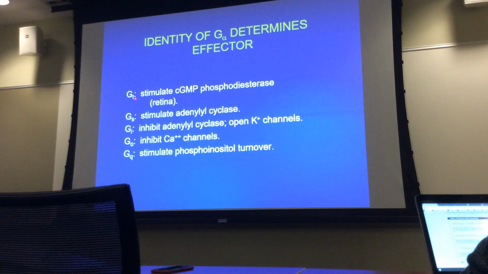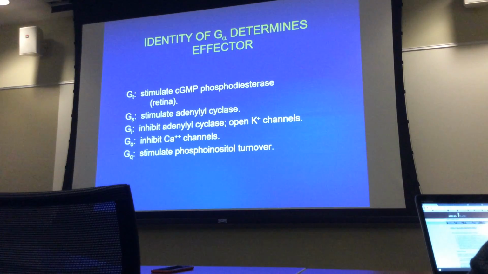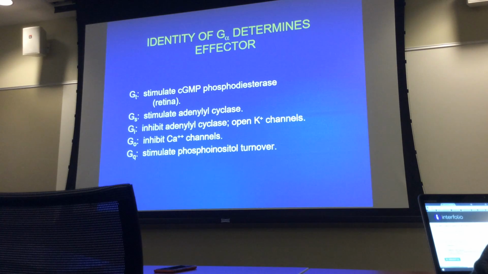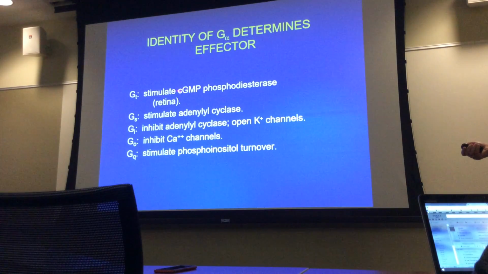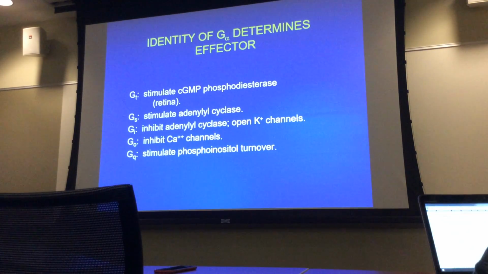The first one that I'll talk about is G sub T, which is also called transducin. It's a very specialized G alpha subunit. It's found entirely within the rod outer segment of the retina, and it's involved in transducing the signal of light into a biological response. The effector in this system is an enzyme known as cyclic GMP phosphodiesterase. We'll talk more about all of these effectors on Friday. So transducin is really very specialized, only present, as far as I know, in the rod outer segment.